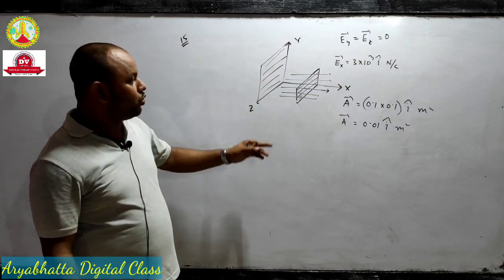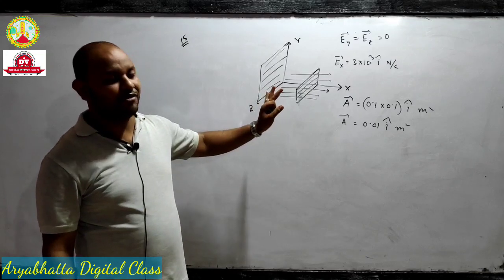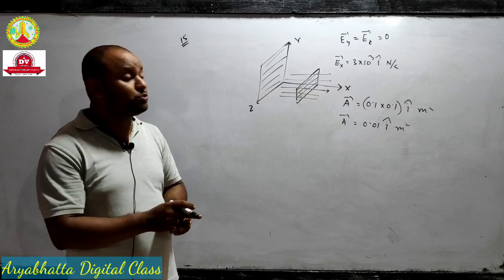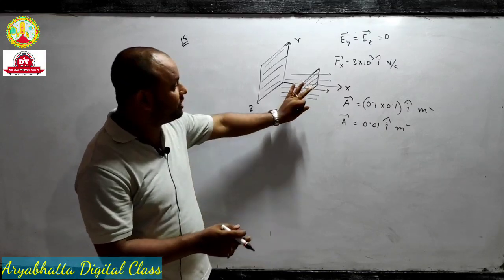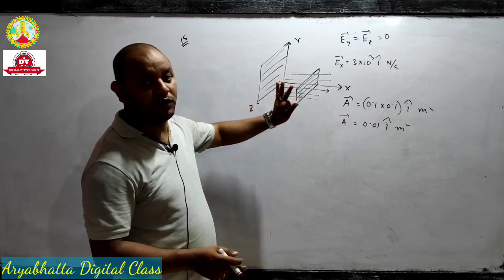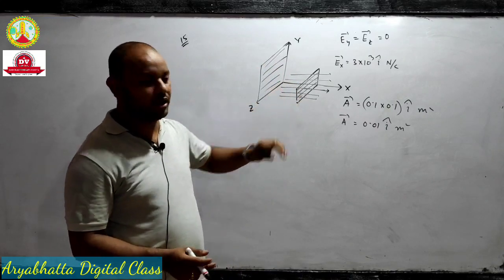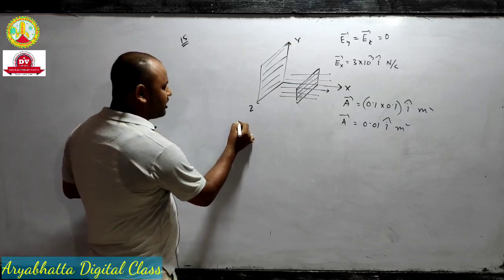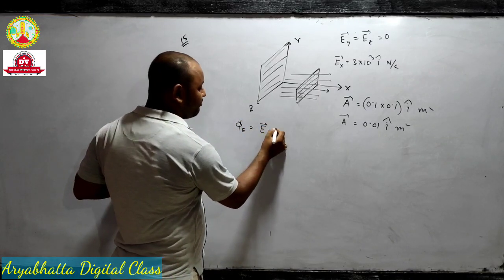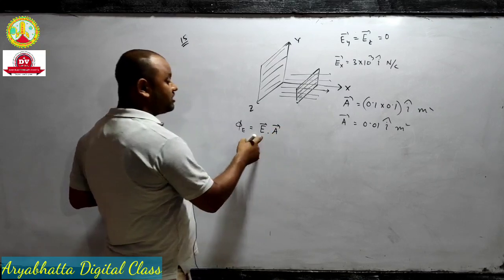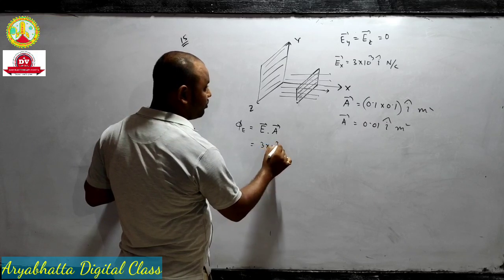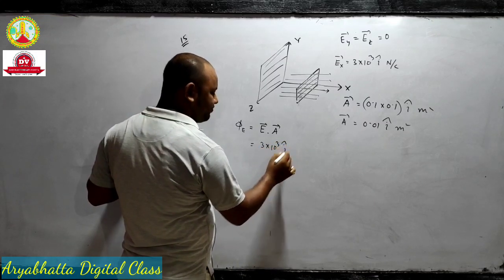So, what is the value of electric flux through a square surface of side 10 centimeter, which is parallel to the YZ plane? This surface is parallel to the YZ plane. Through this surface, what is the value of electric flux? We know that the electric flux phi is equal to the dot product of electric field and area vector. The electric field is 3 into 10 to the power 3 i cap.